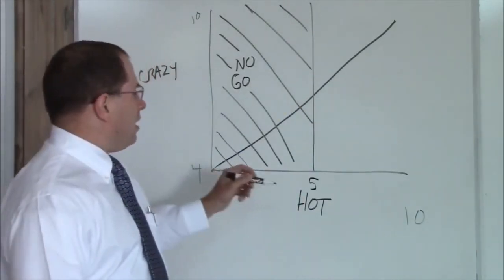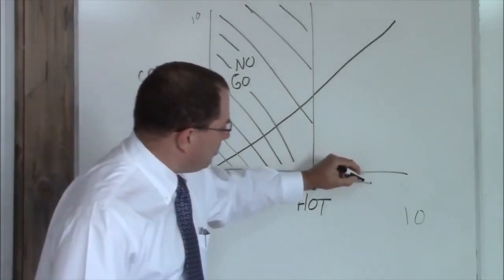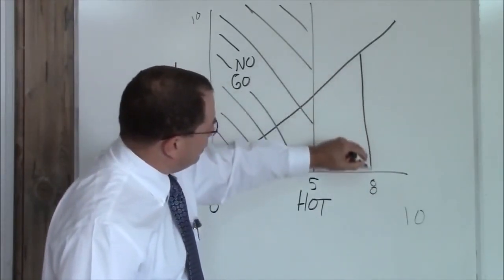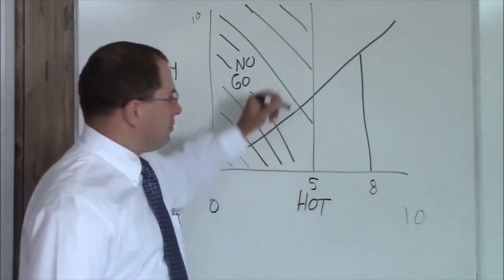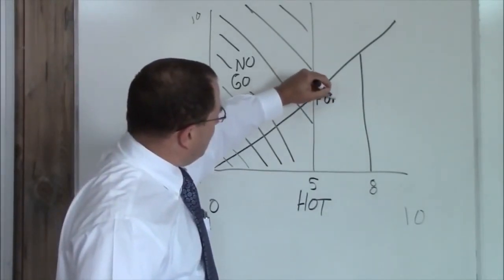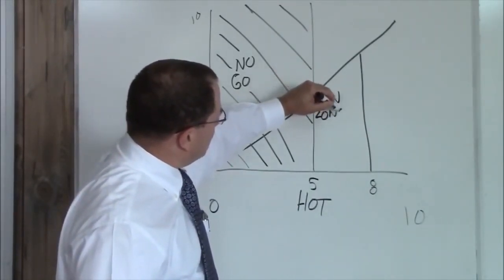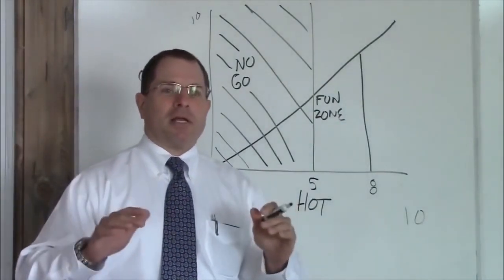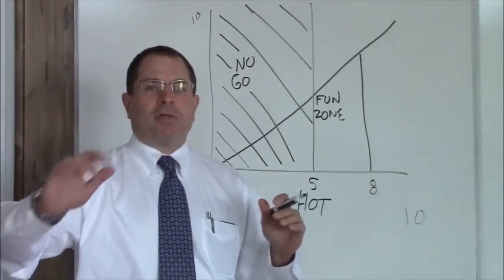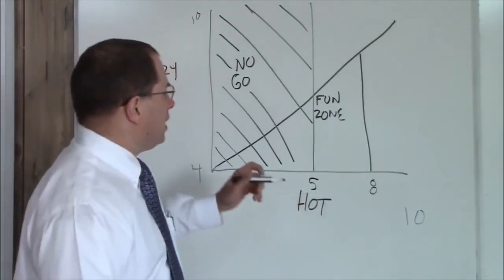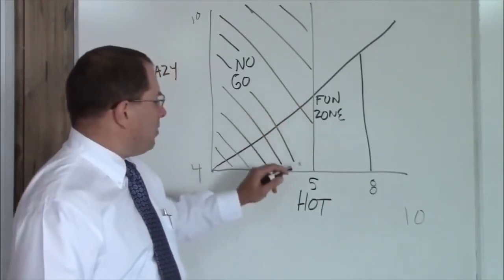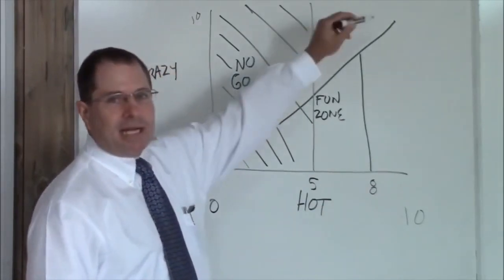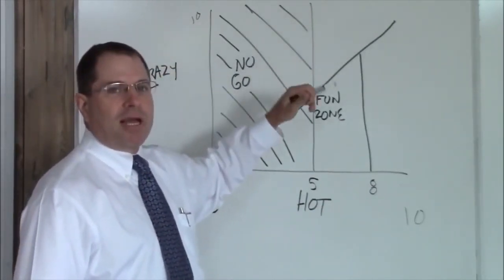All right. Above a 5 and to about an 8 and below the crazy line, this is your fun zone. You can hang out here and meet these girls and spend time with them. That's your fun zone, but keep in mind when you're in the fun zone, you want to move out of the fun zone to a more permanent location. So that's the fun zone: above a 5 hot, below an 8 hot, and below the crazy line. This means these are most of the time not crazy.